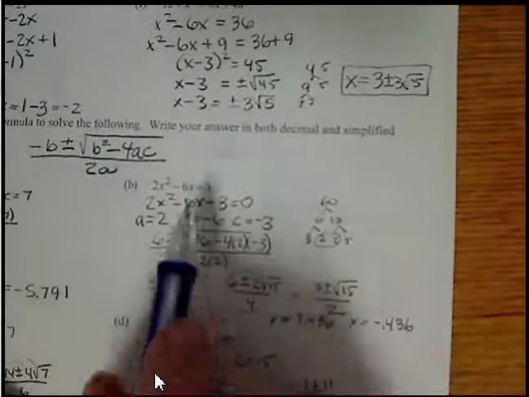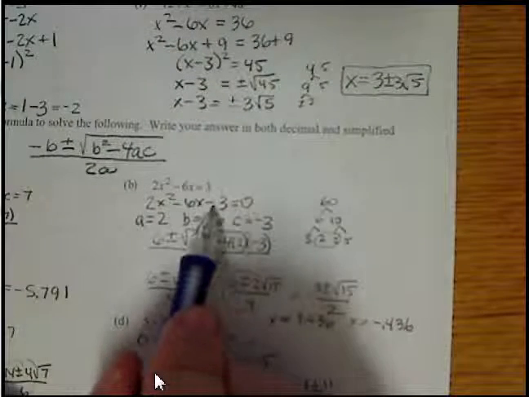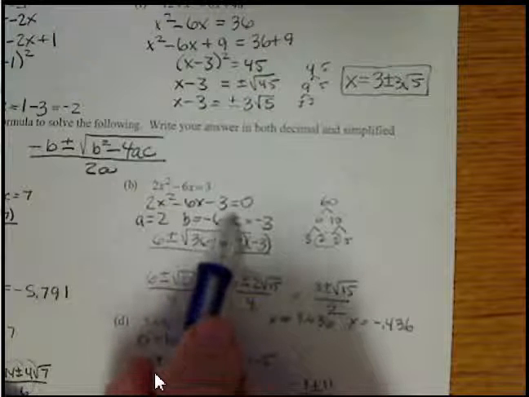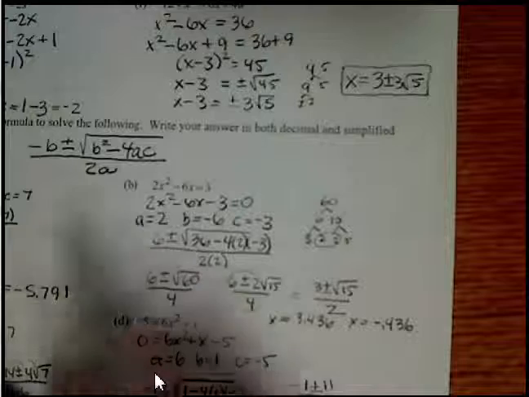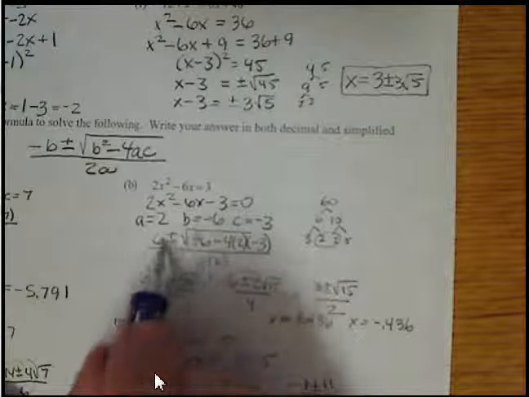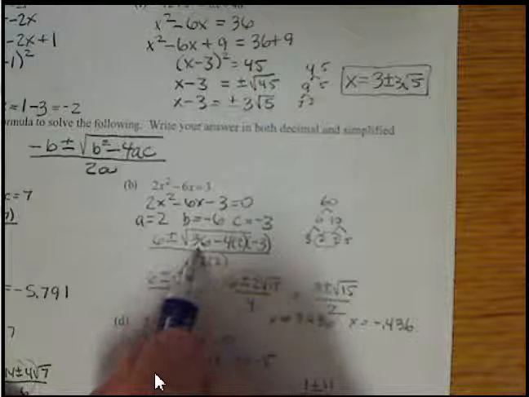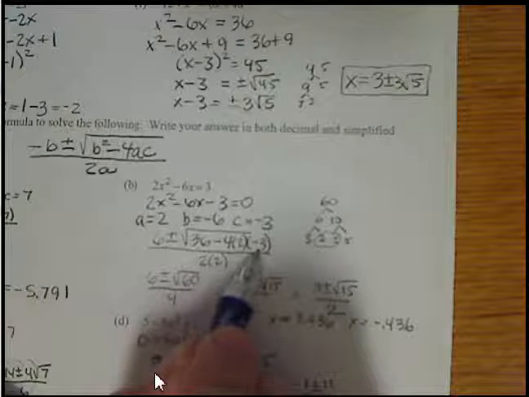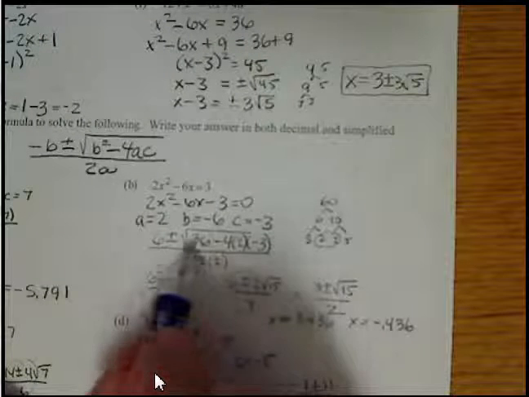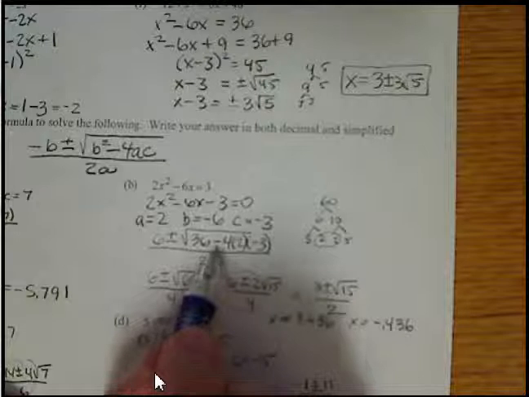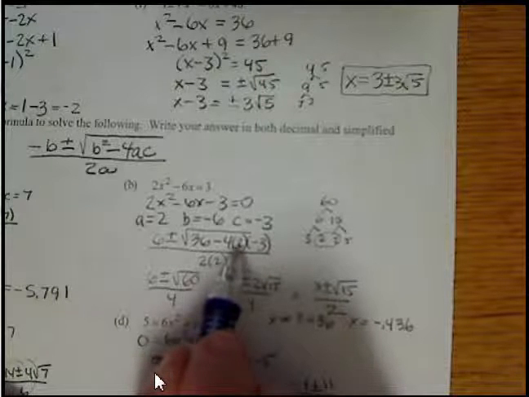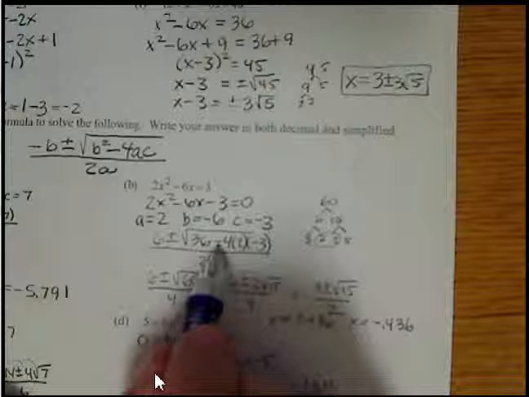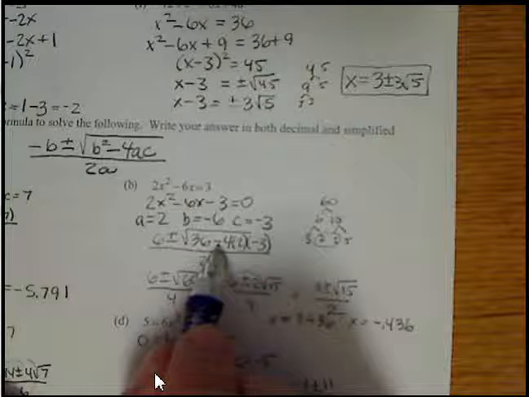For b, we're not in the correct form, so I subtract 3 first. So a is 2, b is negative 6, c is negative 3. So negative of negative 6 is 6, plus or minus negative 6 squared is 36, minus 4 times a times c. When we simplify this out, 36 minus 4 times 2 times negative 3. Well, negative times negative will make that positive. We end up getting 36 plus 24.